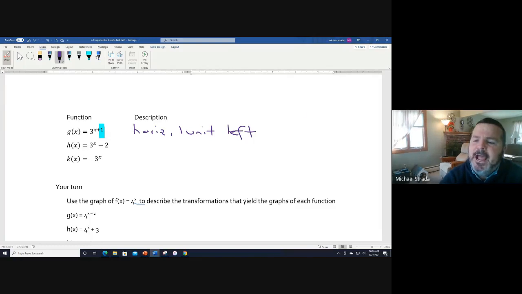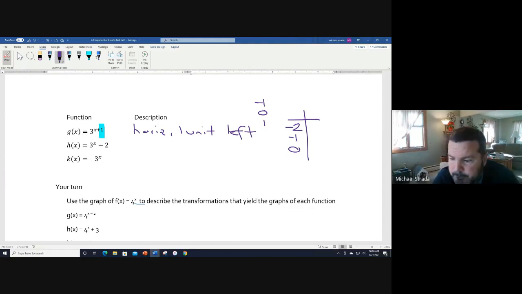All right, when you graph, this is where the negative 1, 0, 1 kicks in. You will always do the opposite of the exponent. The opposite of positive 1 is negative 1. So we would take each of those and subtract 1: negative 2, negative 1, and 0. The reason being, negative 2 plus 1 is negative 1. That would be 3 to the negative 1, which would be 1/3.